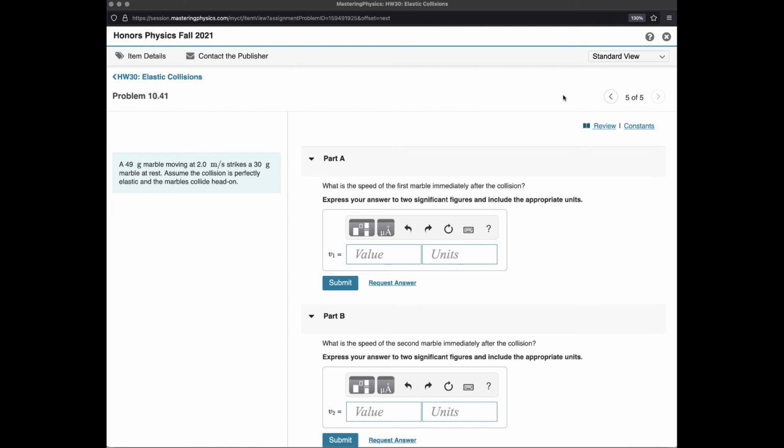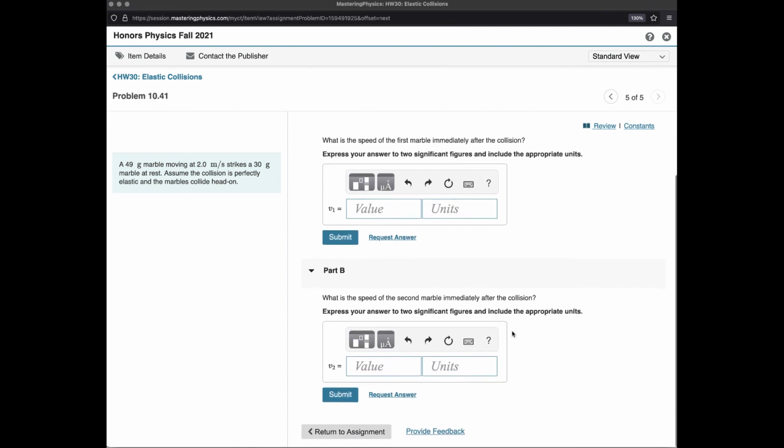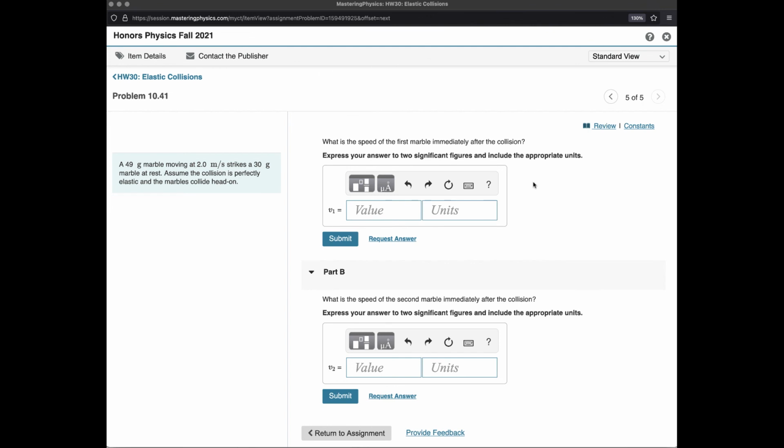Well, once again, I'm going to be using the equation of the conservation of momentum, which is m1v1 plus m2v2 is equal to m1v1 prime plus m2v2 prime. But because I'm told explicitly that the collision is elastic, I can also use that v1 minus v2 is equal to v2 prime minus v1 prime, and I'll solve those two equations simultaneously to get my answers to part A and part B. And that's it.